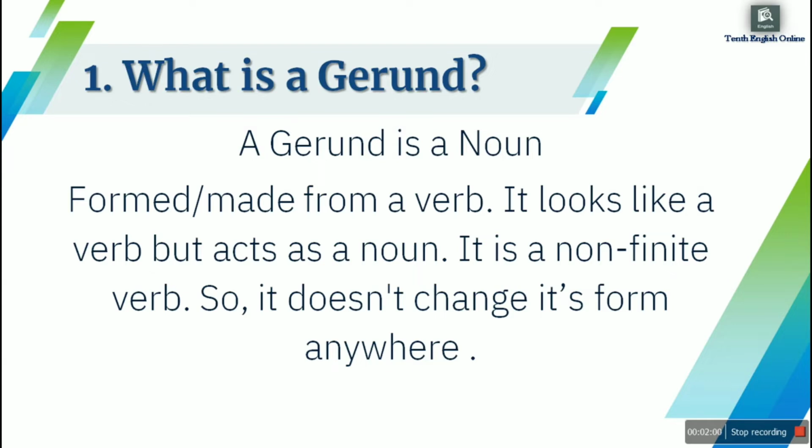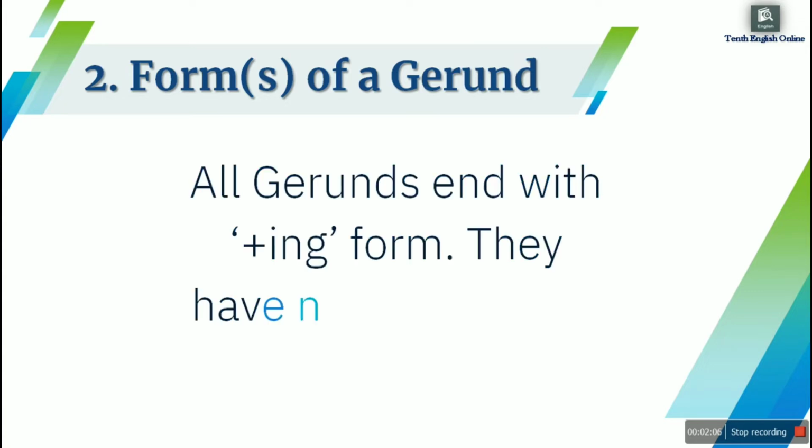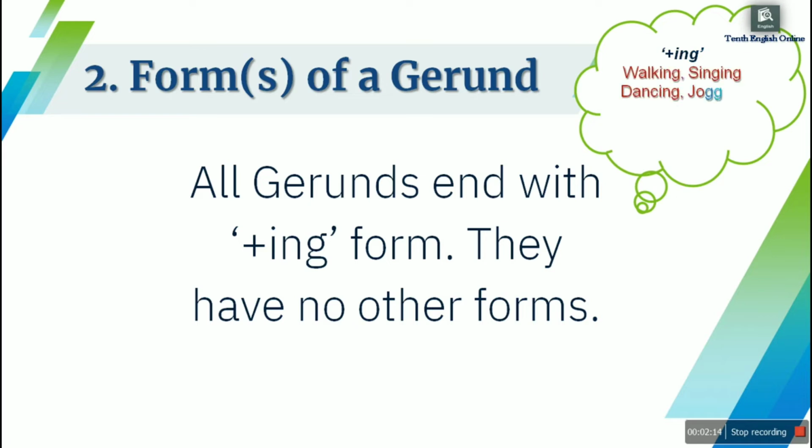Right. Next, forms of gerund. We have only one form, that is ing. All gerunds end with ing form, so they have no other forms. Clear? Next, let's see some examples here. The words like walking, singing, dancing, jogging, painting, smoking, sticking, etc. all are the examples for gerunds.